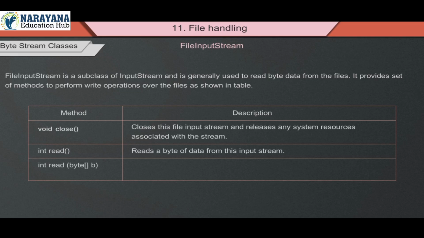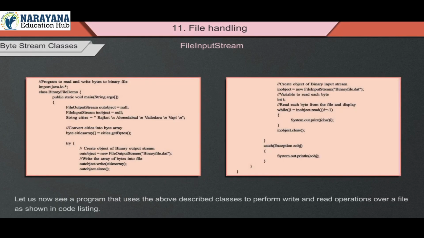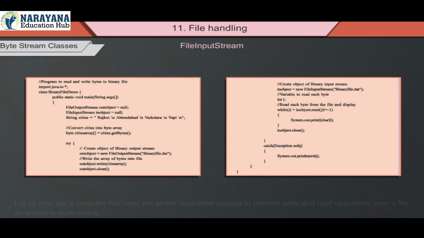Method: int read(byte[] b). Description: reads up to b.length bytes of data from this input stream into an array of bytes. Let us now see a program that uses the above described classes to perform write and read operations over a file as shown in the code listing.